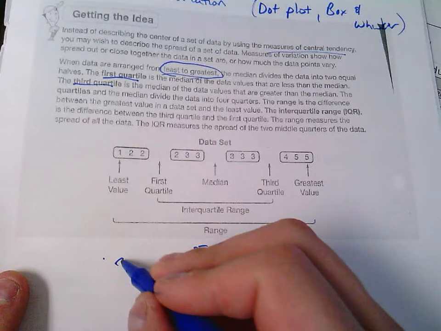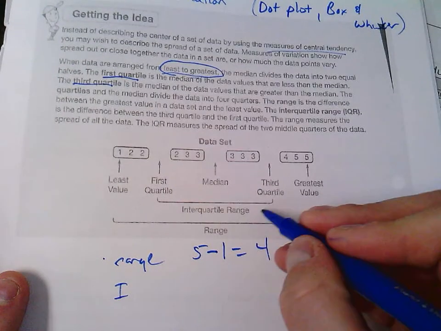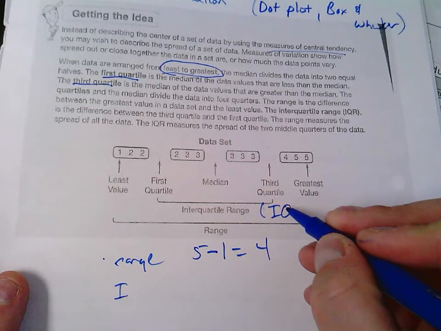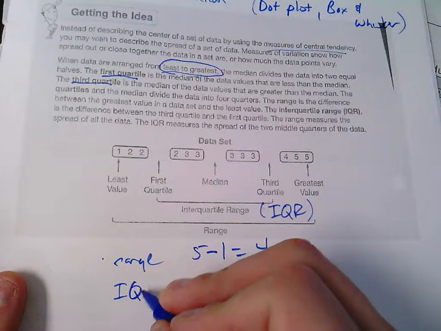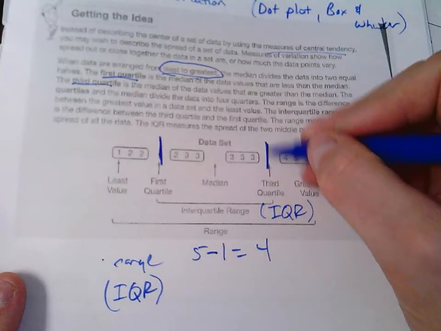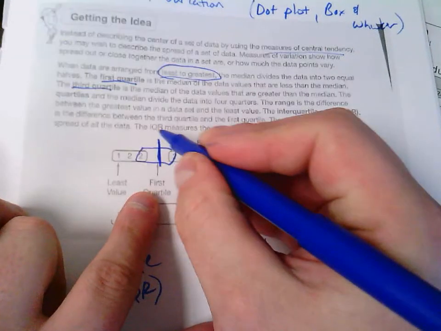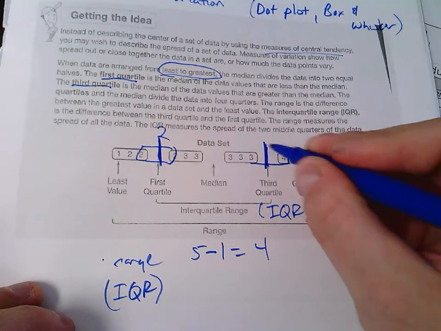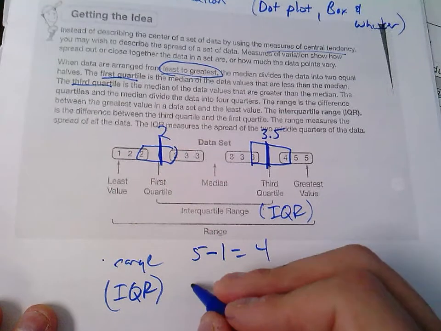Okay, the interquartile range, which is abbreviated IQR. Sometimes they don't like to write that word out a lot. IQR is the range from the first quartile to the third quartile. So the first quartile in this case is 2. And the third quartile actually is between 3 and 4, which would be 3.5. So the interquartile range would be 3.5 minus 2, which is 1.5.